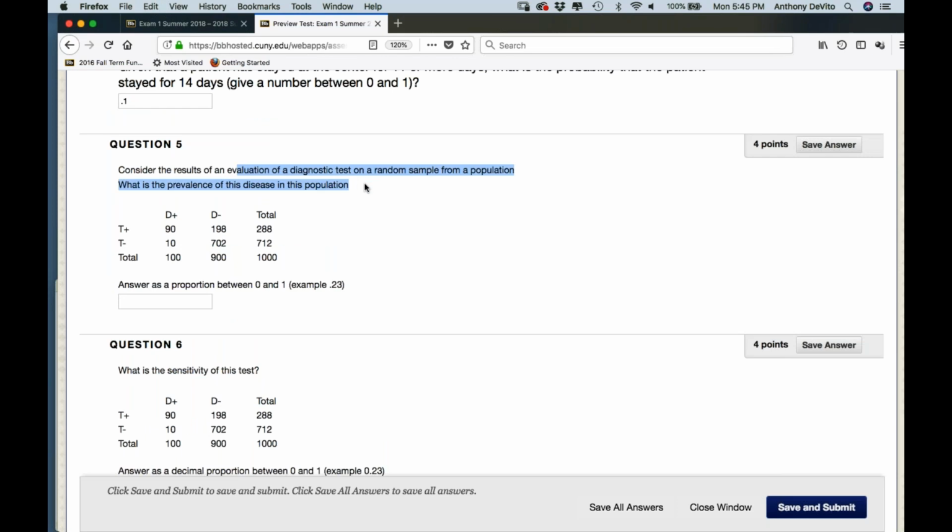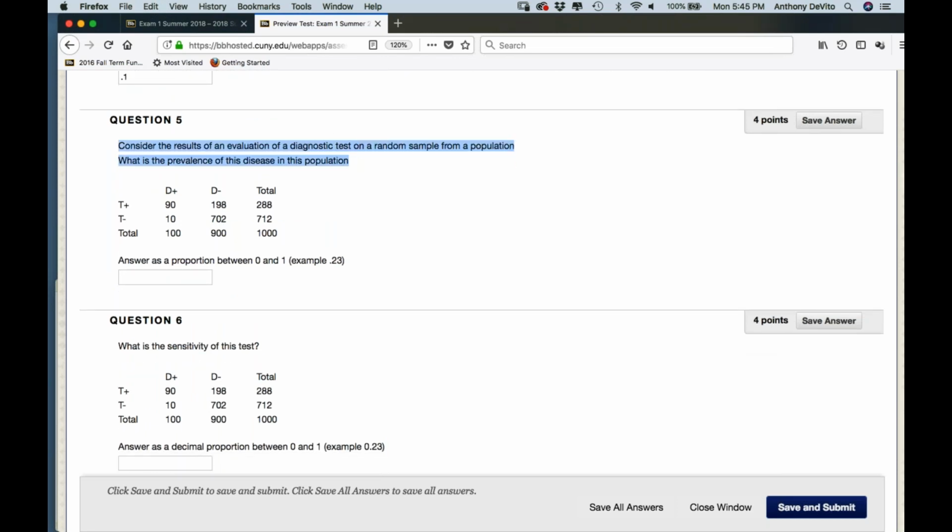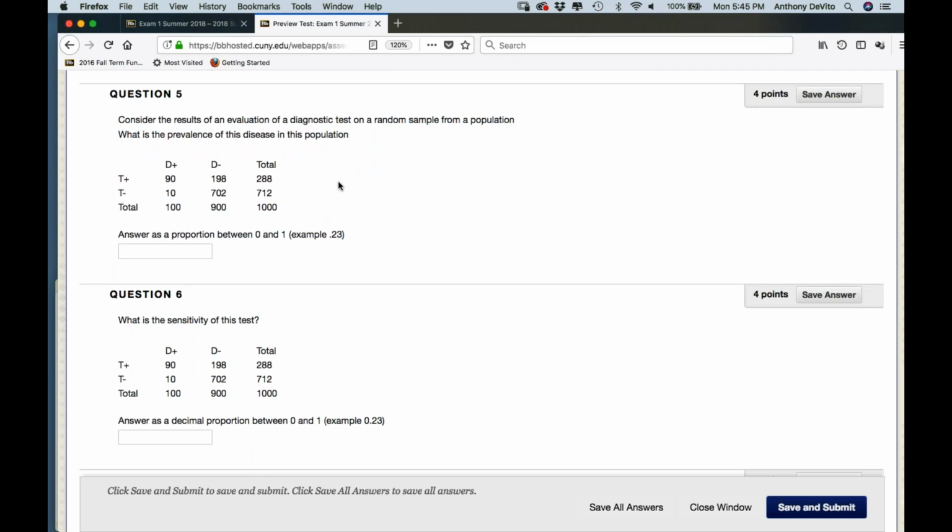Consider results of evaluation of diagnostic tests on a random sample from a population. What's the prevalence of the disease in this population? Well, how many people did we actually examine? What's the total number of people in this population that we sampled? 1,000, right? So you have 1,000 people. How many of those people actually have the disease?